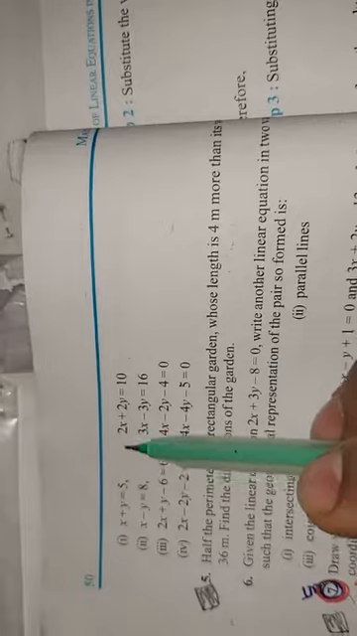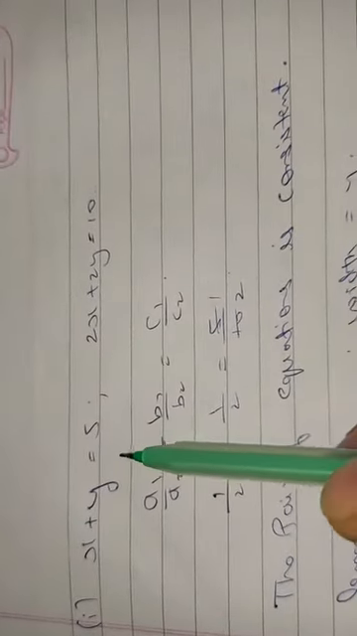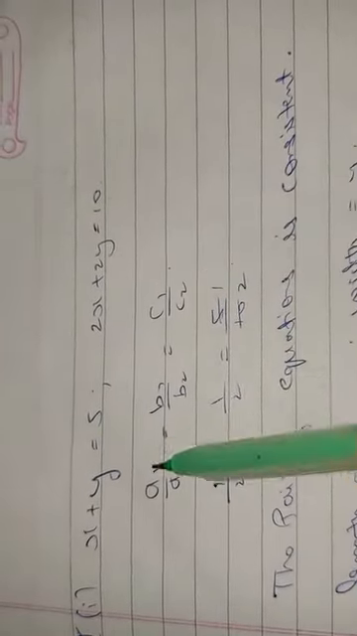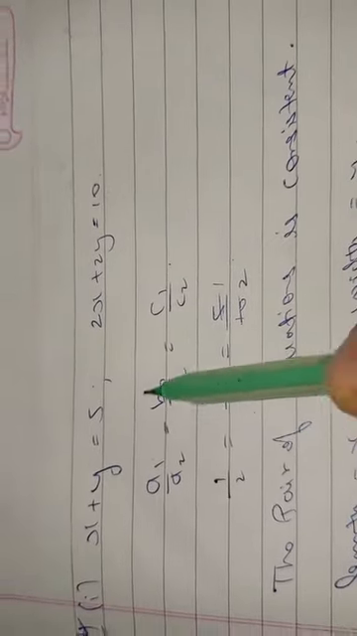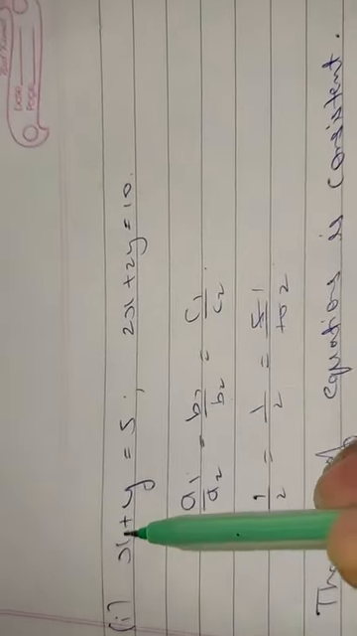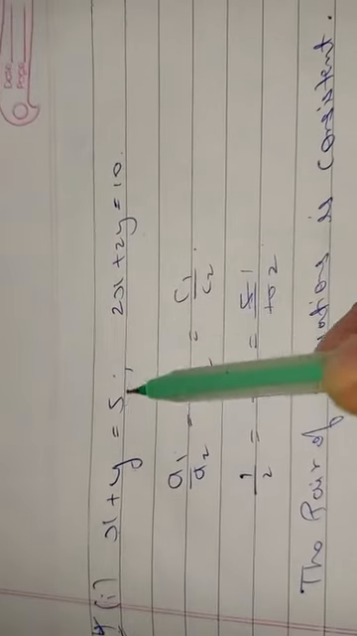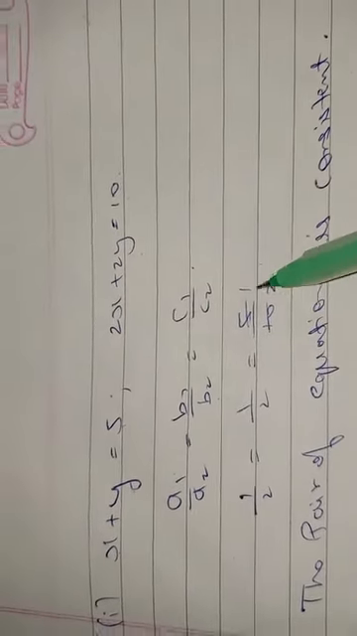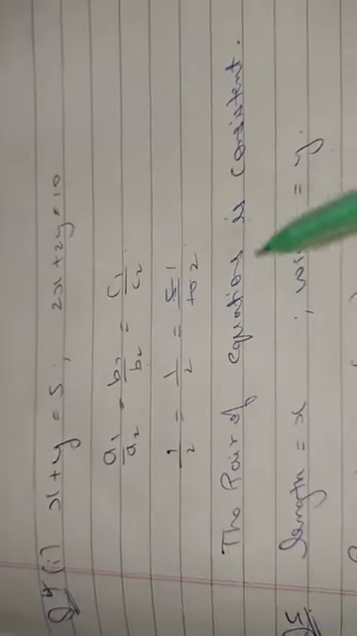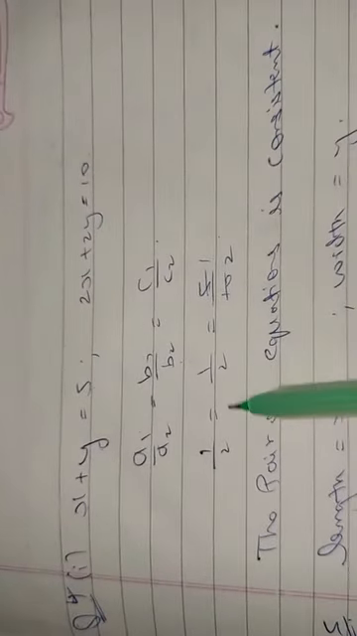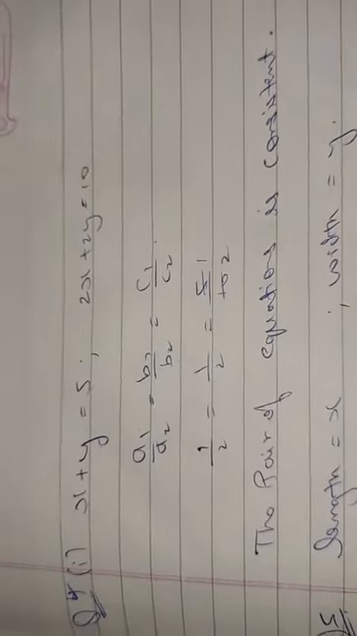So first part is what? x plus y is equal to 5, 2x plus 2y is equal to 10. I find the ratio first: a1 upon a2, b1 upon b2, c1 upon c2. Here 1 upon 2, here also 1 upon 2, and 5 upon 10 is also 1 upon 2. So the pair of equations is consistent. When all are equal, it will be consistent only.